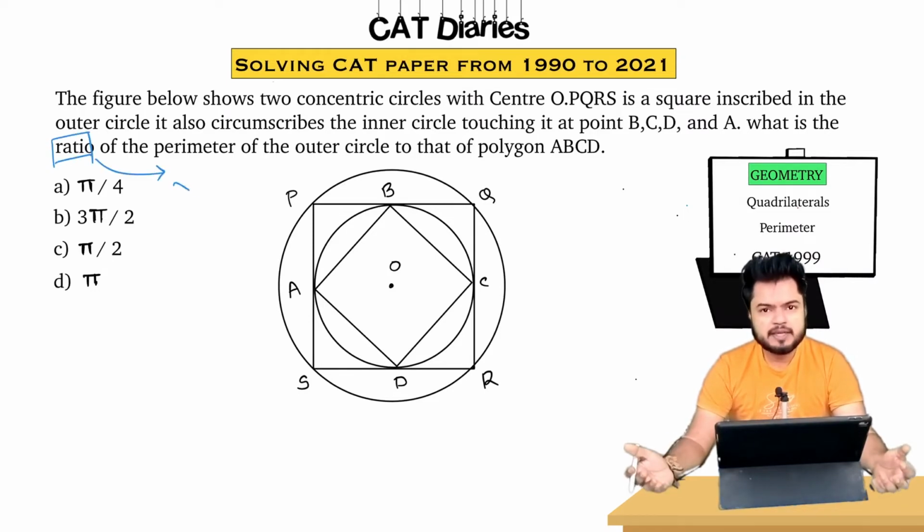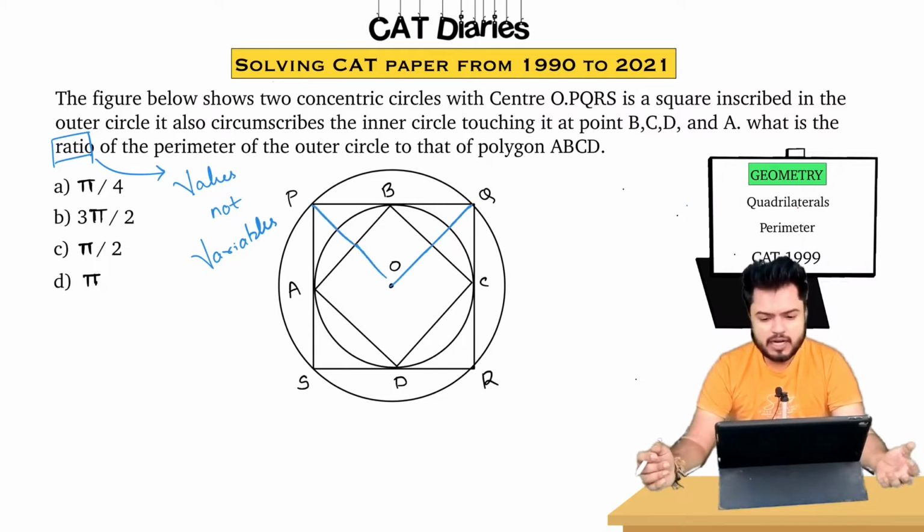Since they are asking me the ratio, I will just go for a value. See, this is the shortcut. Don't think in terms of variables, you will make a mistake. Just take the values, find the answer and mark the option because they are asking you the ratio. So what value will I take? Start with any value. I'll say let the radius of the outer circle be equal to 2. I start from this because that will make my job easy.